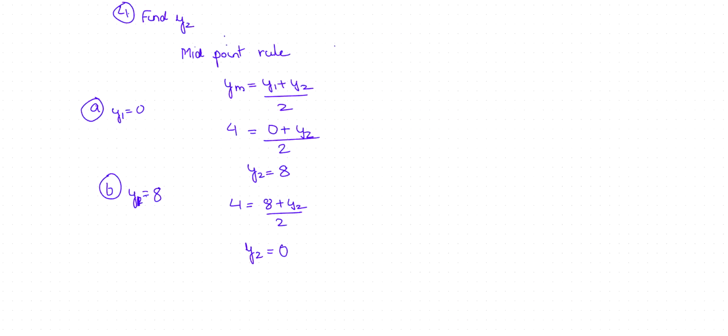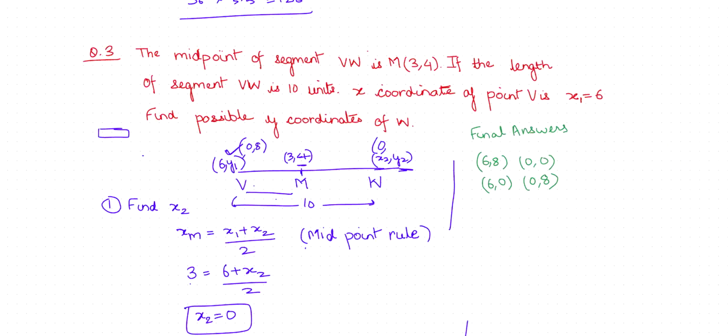In the midpoint rule, first we put y1 equal to 0, which we got, and then using the midpoint rule we get y2 is 8. When we put y1 as 8, we get y2 equal to 0. So the possible midpoints, or the final answers, are (6, 8) and (0, 0). For V it is (6, 8) and for W it is (0, 0). This is one pair and this is another pair for VW.